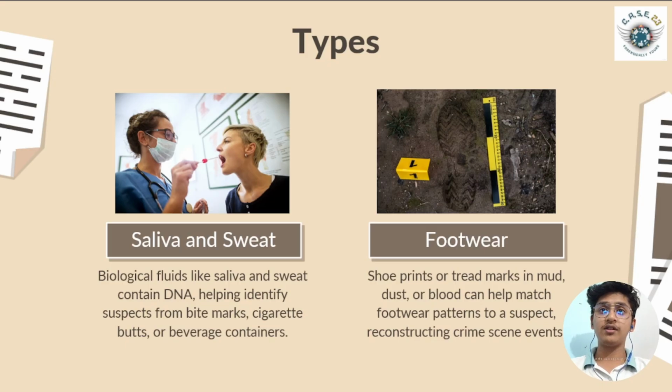And sweat? That's everywhere. It's on clothes, weapons, door handles, or even inside of gloves. Some people think wearing gloves will keep them safe from leaving evidence. But guess what? Sweat seeps from the fabric, and forensic experts can still extract DNA from it. So yeah, saliva and sweat, they are silent witnesses. You might not see them, but trust me, they never lie.